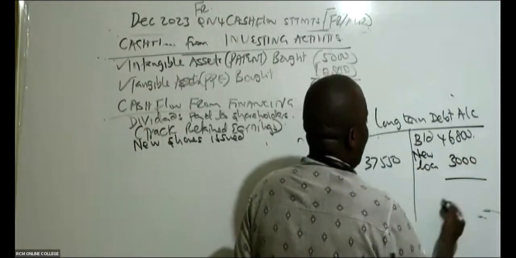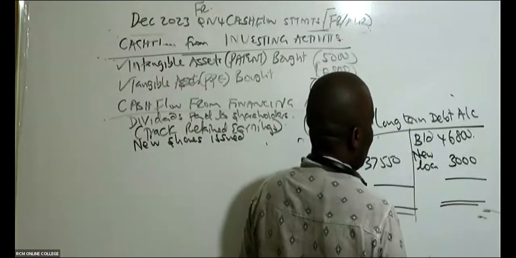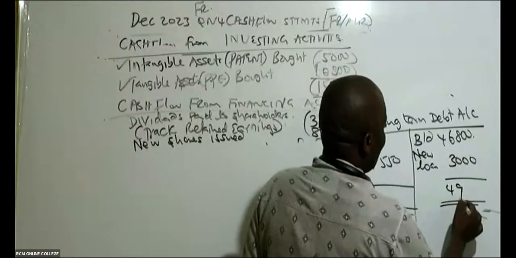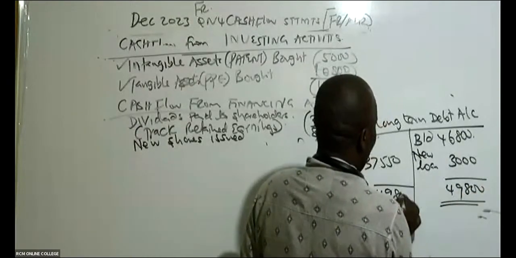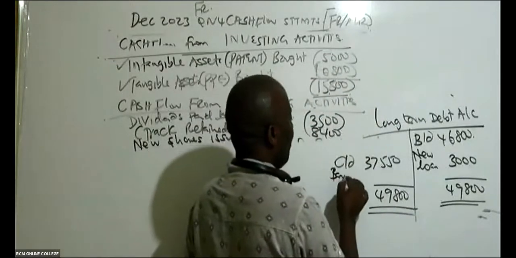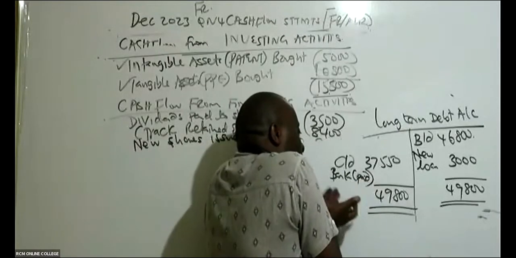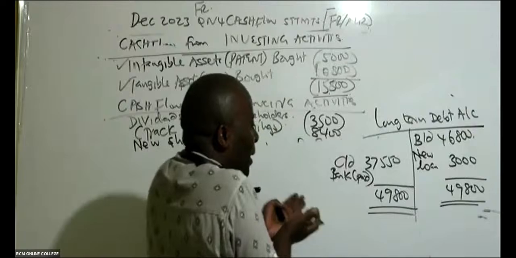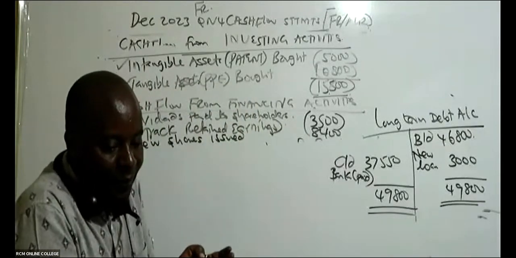So it means that now the balancing figure will be what we paid. So this is 49,800. So in this case here, bank with the paid. Because we are told that we paid, but they're not telling us how much we paid.